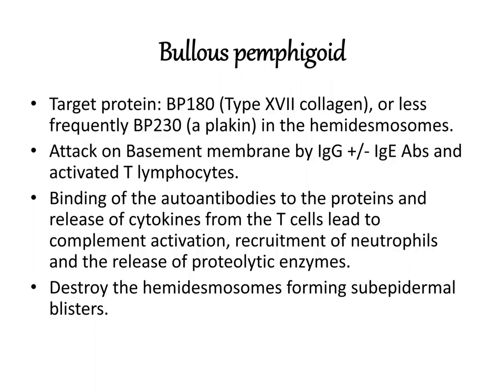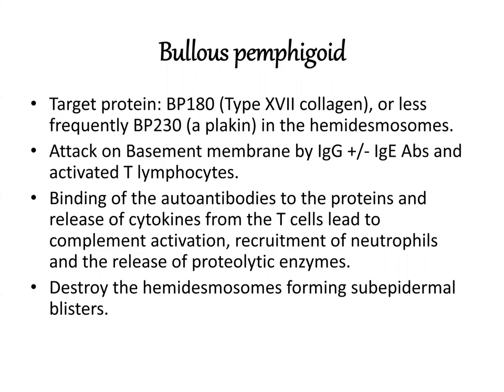So in bullous pemphigoid, the target protein is bullous pemphigoid antigen 180 or 230. They are located in the hemidesmosomes, which I showed you a few minutes back. They attack the basement membrane with IgG or IgE antibodies and also T lymphocytes due to misfiring of the immune system. So these antibodies will release various cytokines, cause damage to these molecules, and recruit neutrophils to the site.